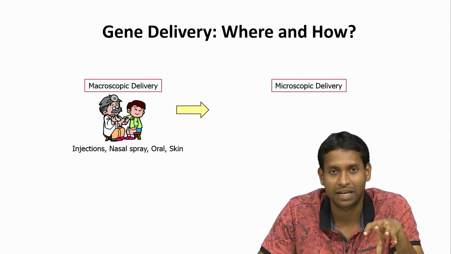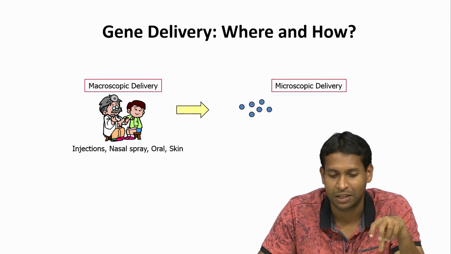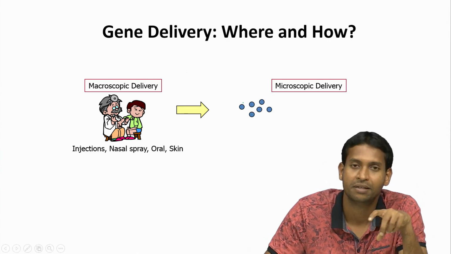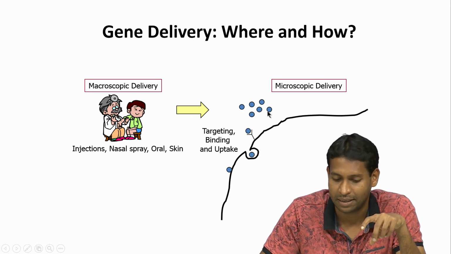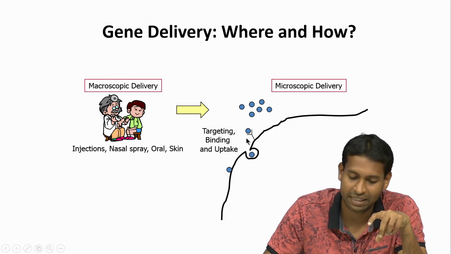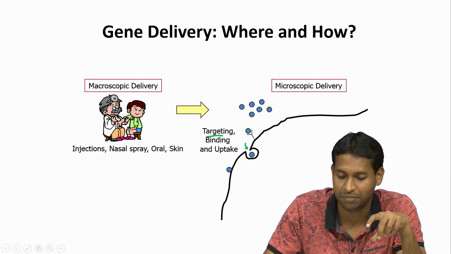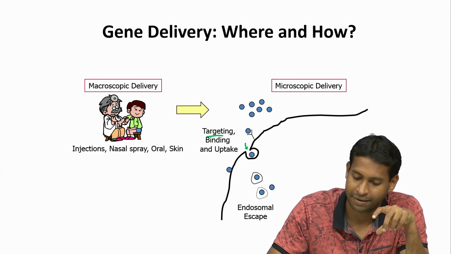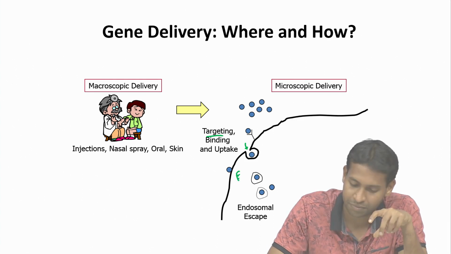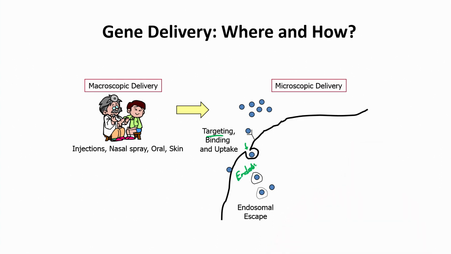Then if you zoom in to what is happening there, you have some particles. You use either some targeting, or these particles inherently go into the cell, into the endosomes, and eventually if you have used the proton sponge effect or something else, they burst this endosome and come out into the cytoplasm.